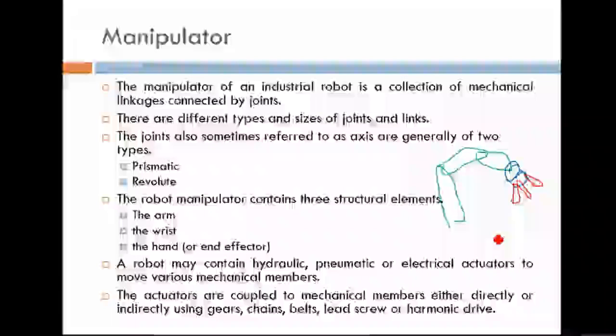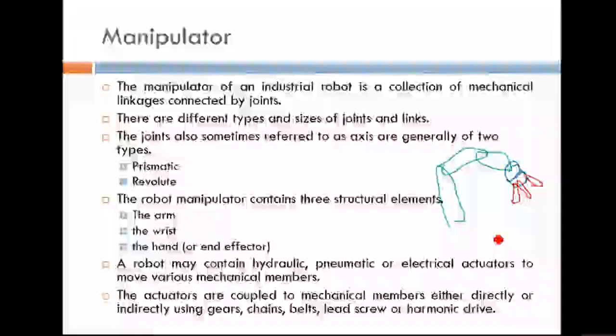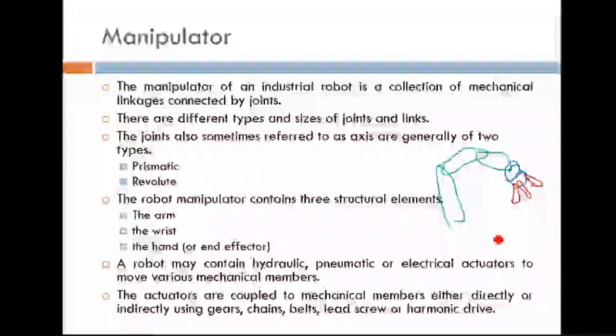All these joints and links work with hydraulic, pneumatic, and electrical actuators. Actuator is one type of motor. Without a motor, we cannot complete our work. So this type of actuator is contained at every mechanical member or joint: the hydraulic, pneumatic, and electric actuator.